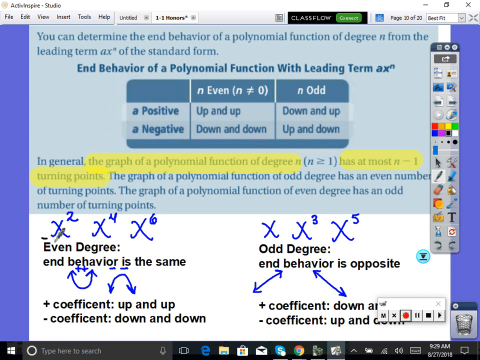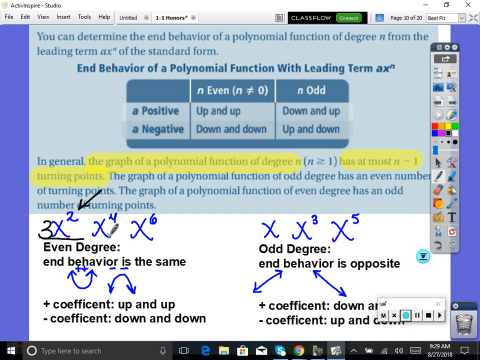So let's just look at this one. If I put a 3 in front, and I said to you, what's the end behavior, what would you say? Up and up. It's even. It's positive. Positive people smile. Up and up. Do you all understand? How many turning points could this one have? 1 and only 1, right? Degree 2s always have 1 turning point.